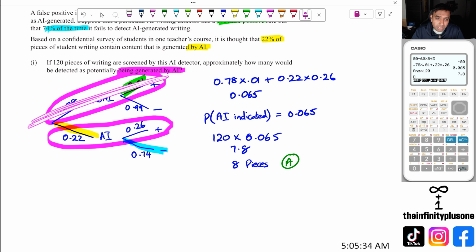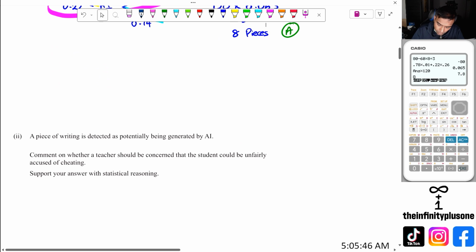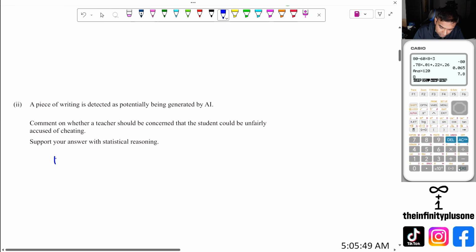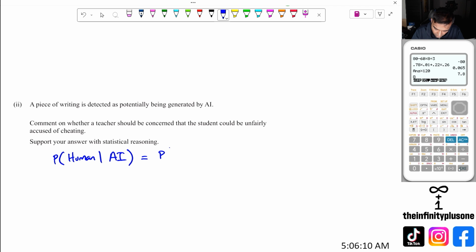Because on that particular branch, they've not used AI, but it's come back to say that they have actually used AI. So it's a false positive, right? So what we're really looking for is the probability that it was written by a human, given that it was indicated as generated by AI. So when we look at this particular probability, the way we write it is the probability of human intersected with AI divided by the probability that they actually did use AI.